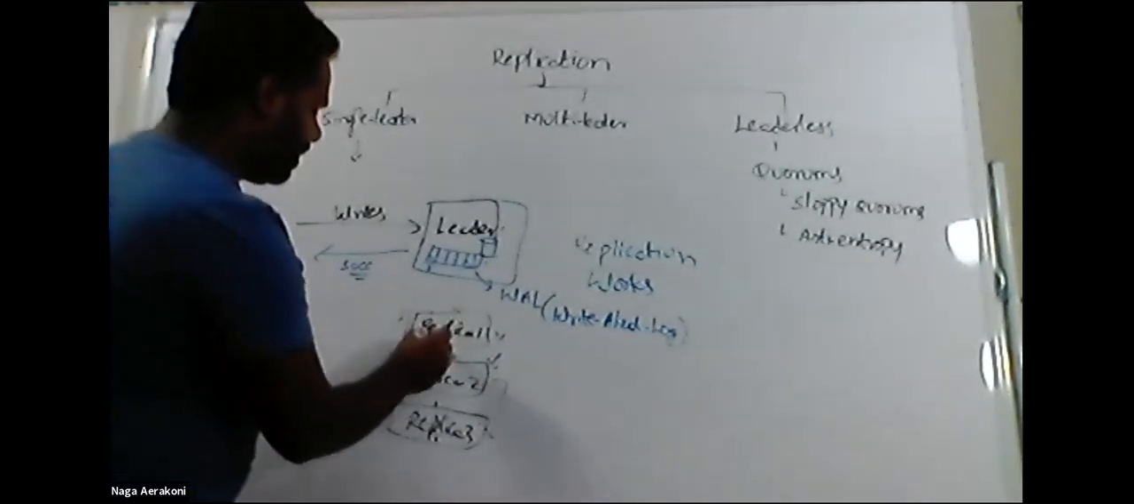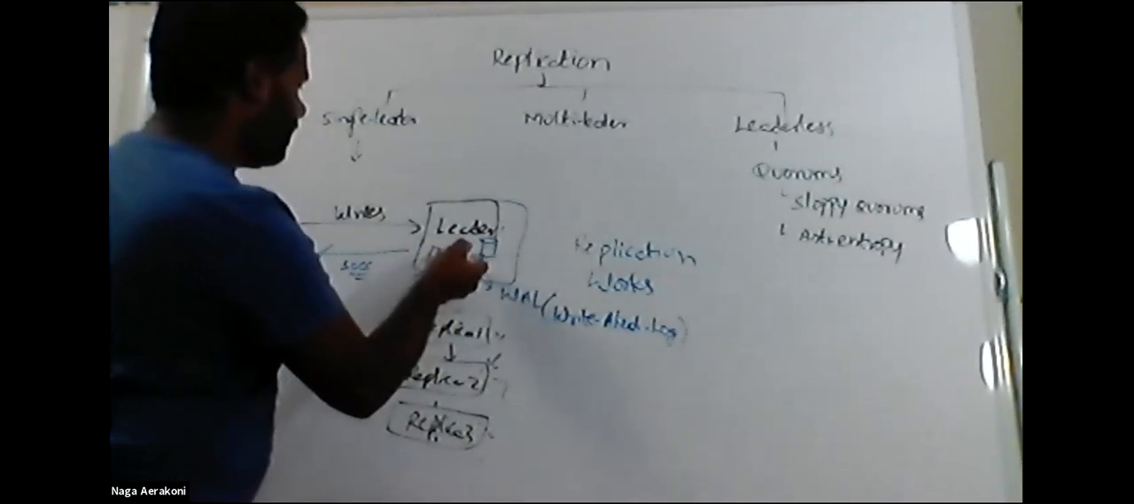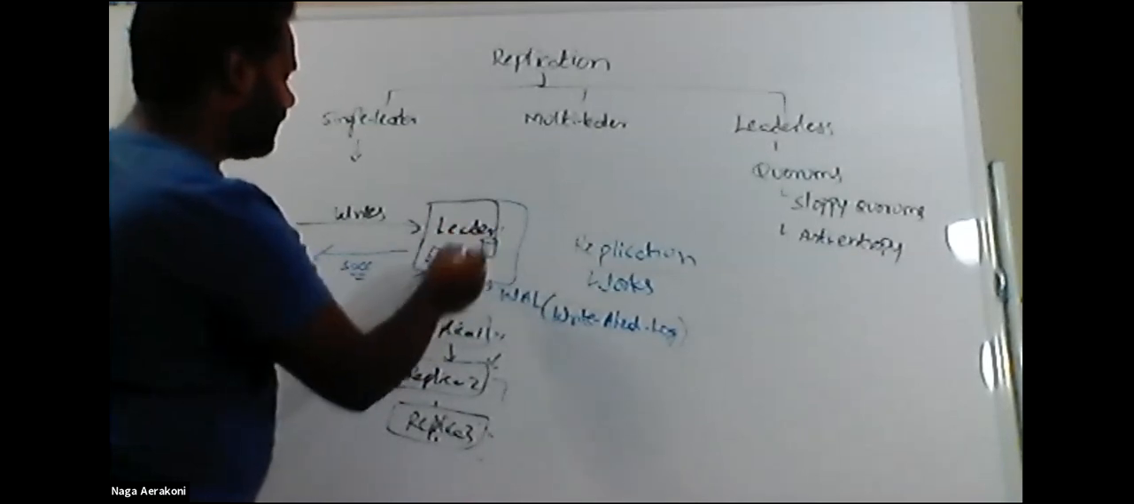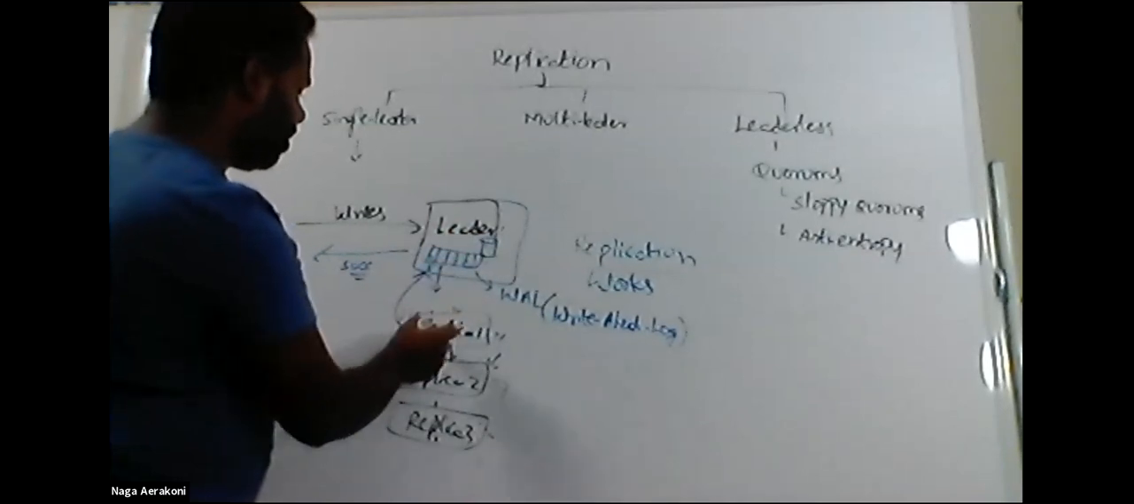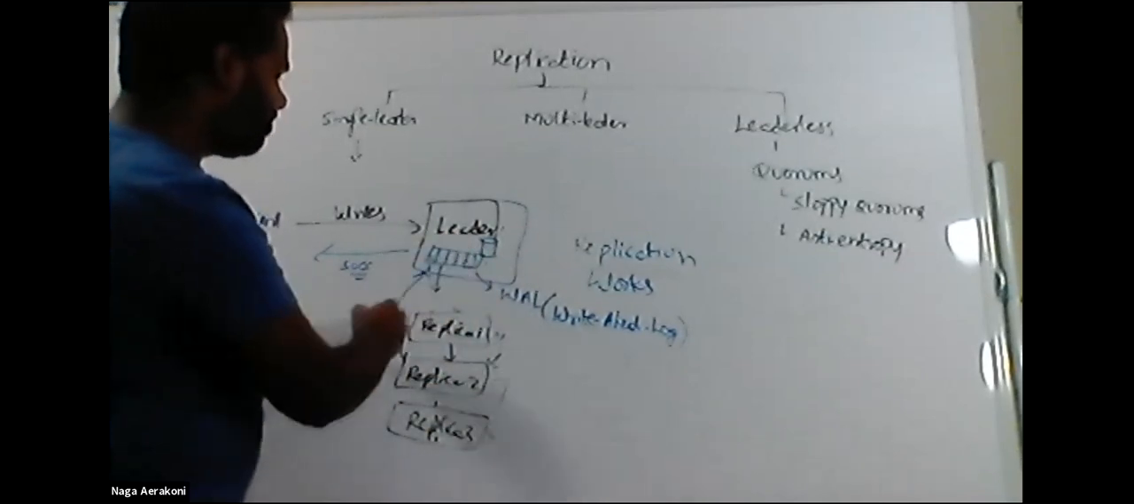So what replicas can do is take access to this write ahead log, or the leader can ship this write ahead log to all the replicas so that they can process the data in the same manner.